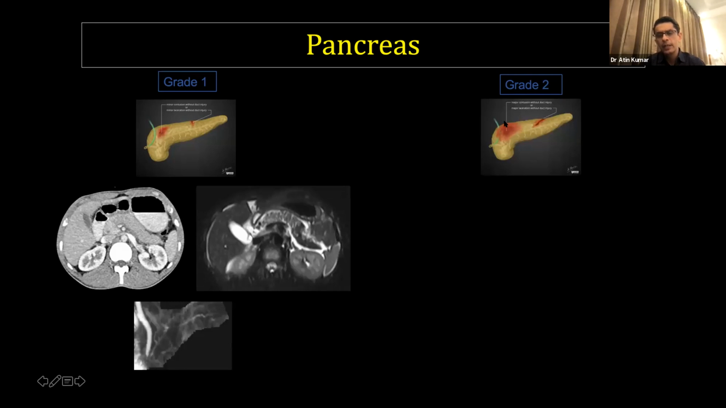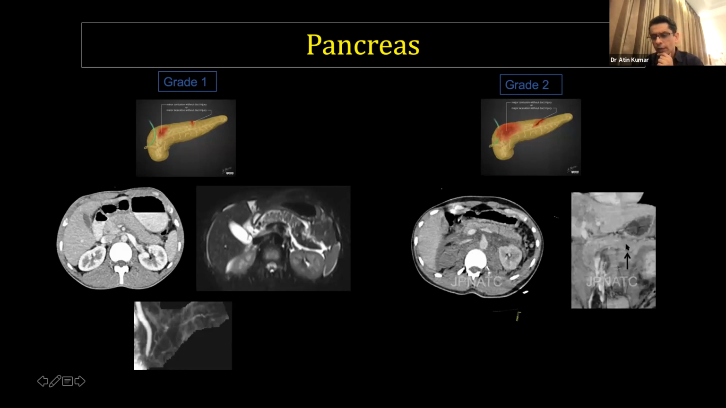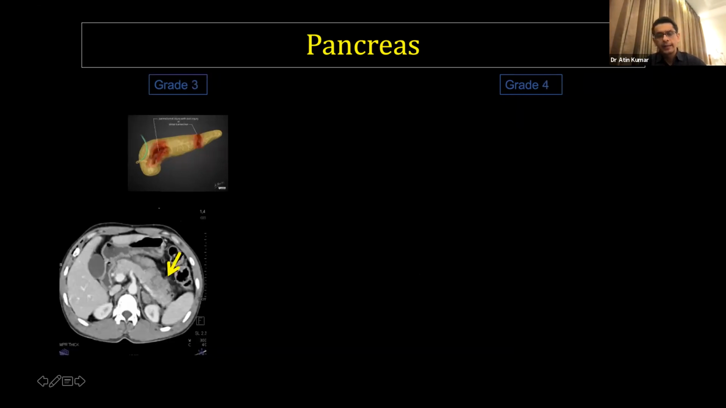However, if there is a major contusion or a major laceration, still not involving the main duct, it is classified as grade 2. As we can see, there is a laceration here on the inferior surface of the pancreas. There is peripancreatic fluid, signs of pancreatitis. But if I do a coronal reformat, I see that this laceration is involving less than 50% of the depth of the pancreatic parenchyma. So in all probability, it is not involving the main duct. Once it is not involving the main duct, this laceration or even a small contusion would be classified as a grade 2 pancreatic injury.